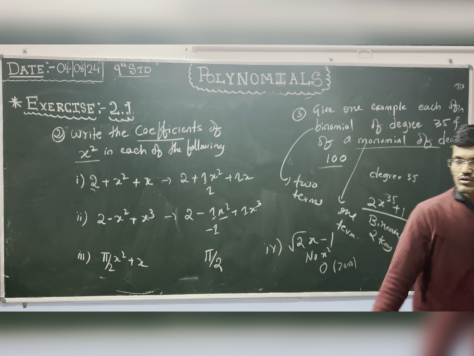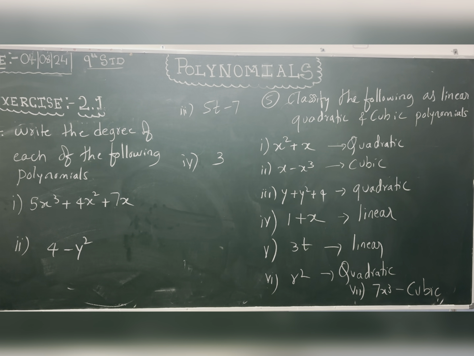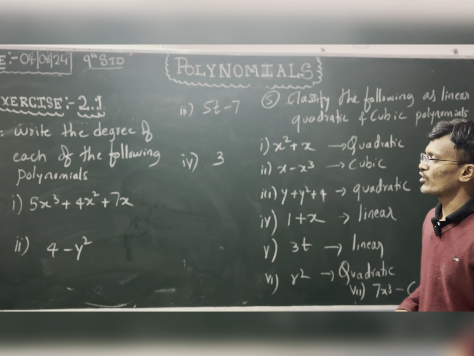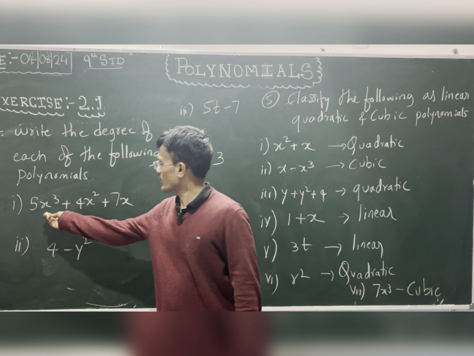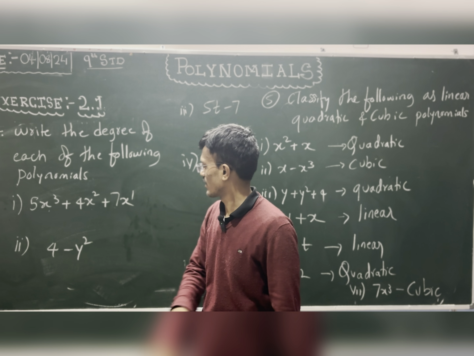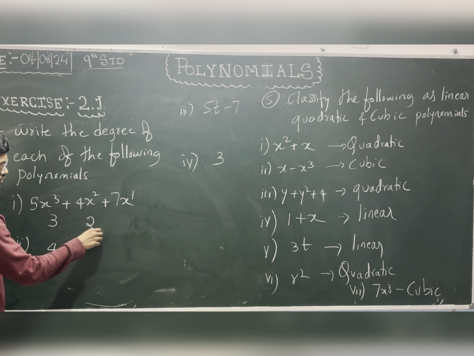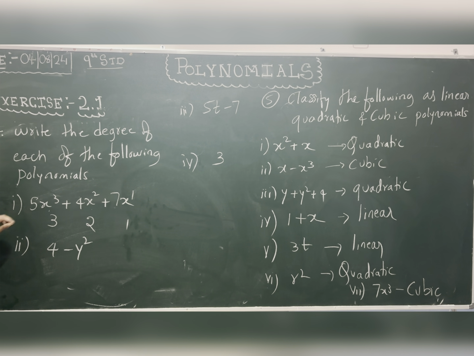Okay, now next we will move on to question number 4. Write the degree of each of the following polynomials. So x to the power of 3, x to the power of 2, and x to the power of 1. If the power is not written, there is a 1. So in that there is degree 3, 2 and 1. Here we consider that these are called the degrees of a polynomial.